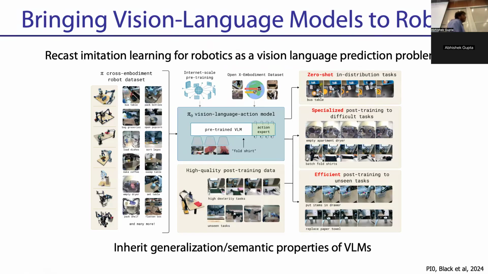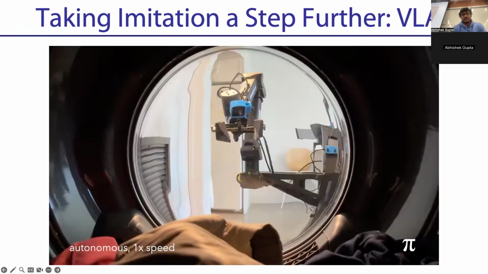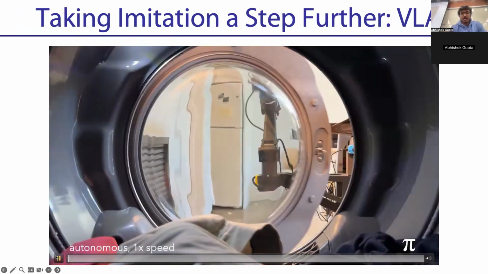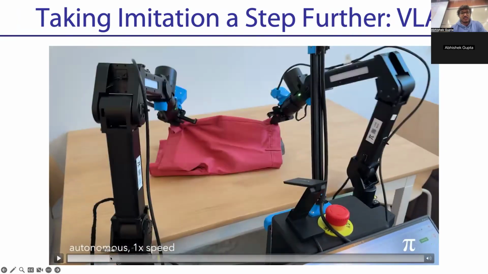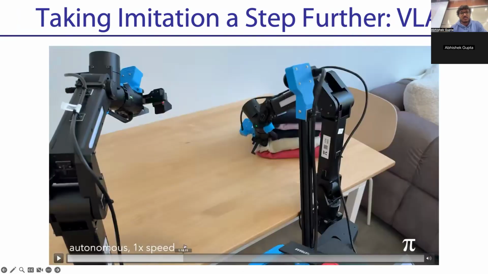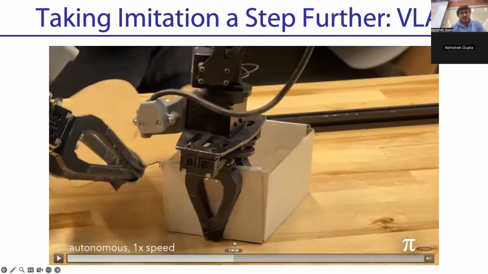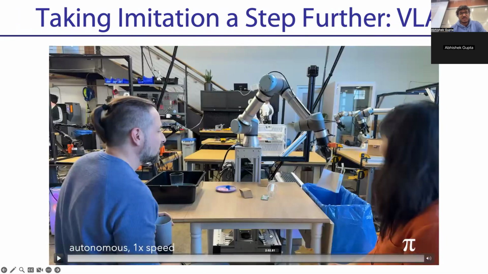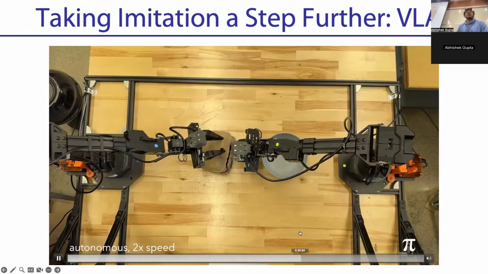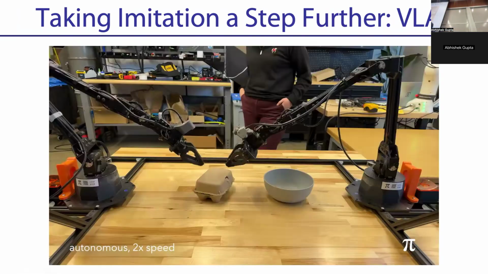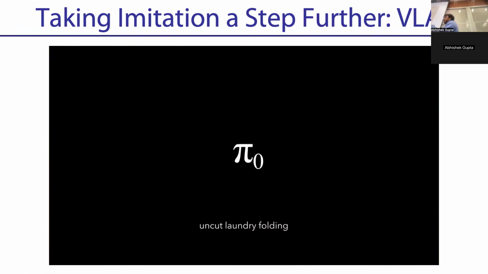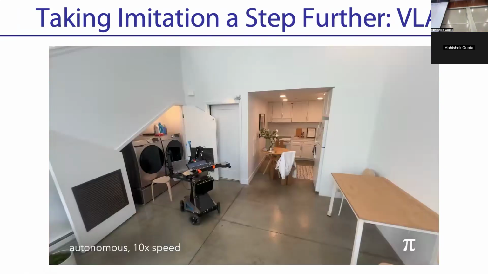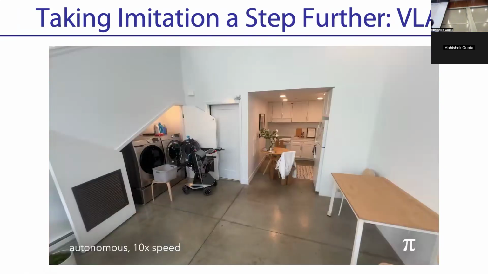And so there's a fun video. Some folks at Pi where they do laundry, they fold clothes, and what else do they do? They make some coffee, they make boxes, they bus tables. And the cool stuff is that it's the same model. It's trained across lots of different embodiments, just by doing this paradigm of converting the robotics problem into a vision language problem.